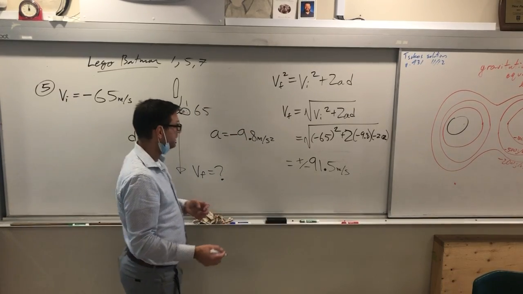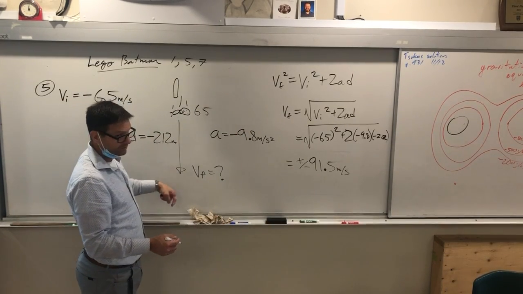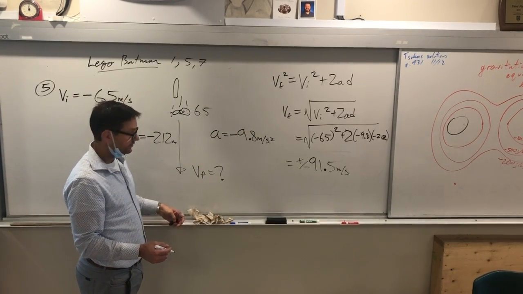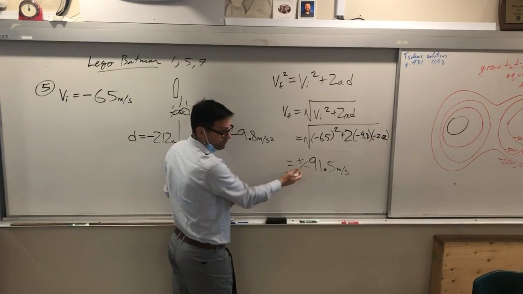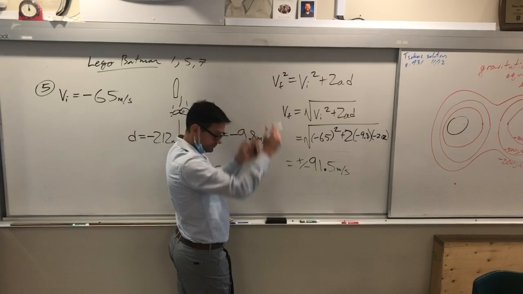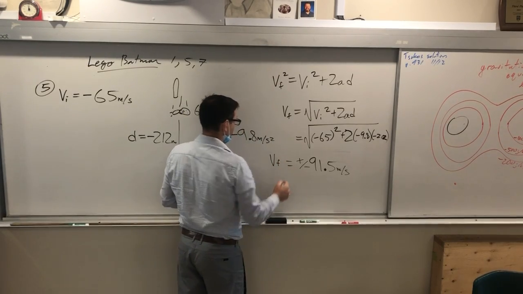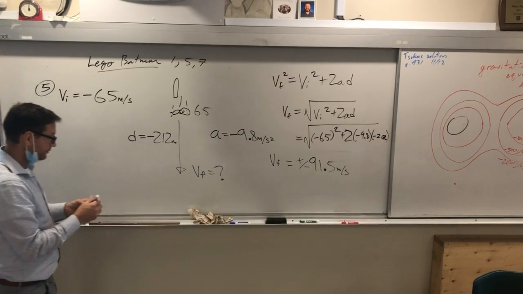And we just say, well, we're shooting him downwards, so we know it's going to be negative. And if you did all positives, then this would be positive, but it's still downwards. Okay. That's number 5.